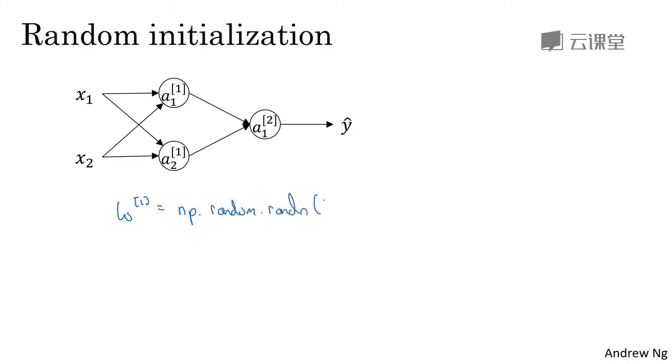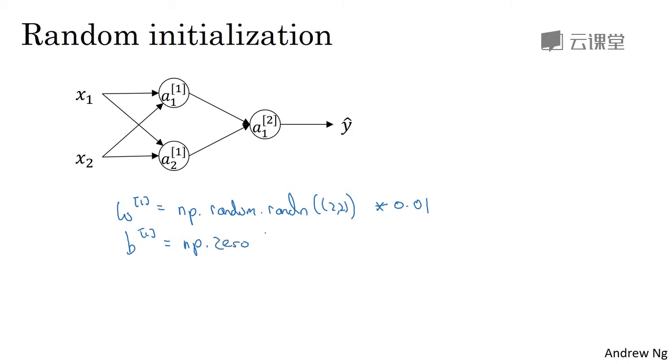This generates a Gaussian random variable (2, 2). And then usually you multiply this by a very small number, such as 0.01. So you initialize it to very small random values. And then B, it turns out that B does not have this symmetry problem, what's called the symmetry breaking problem.